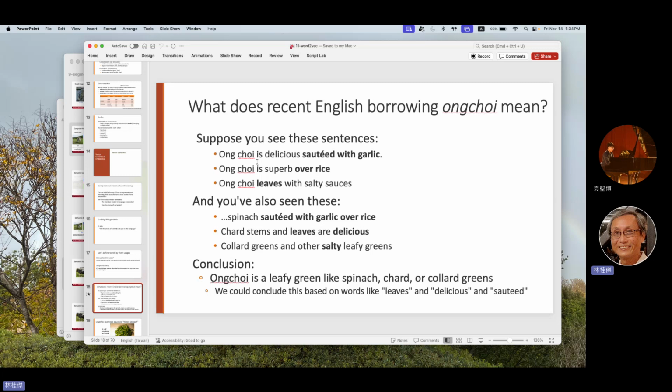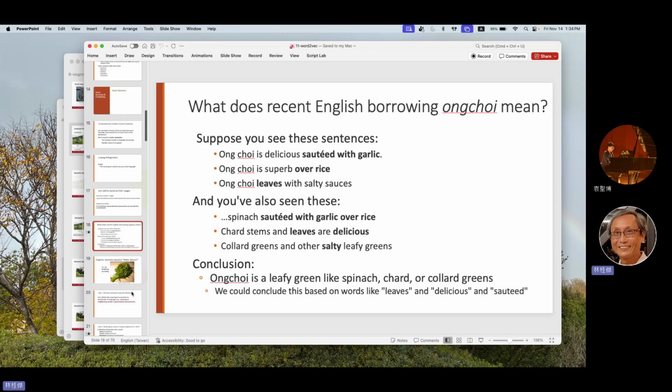Then we must say, well, onchoy is probably similar in meaning, very similar to spinach, very similar to chard, and very similar to collard greens. And so we would like to design a system where we can take any word and convert it into some numbers. And when words are similar, their numbers are somehow related, or close to each other.